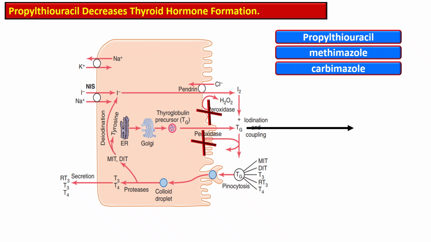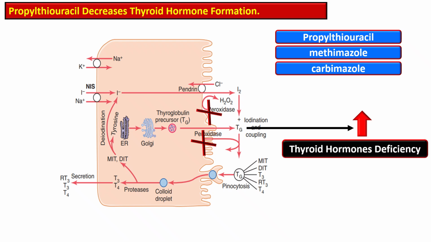So the coupling reaction is also inhibited, and this inhibition prevents combination of monoiodotyrosine with diiodotyrosine that forms T3, and coupling of DIT and DIT that forms thyroxine. Thyroxine is not formed, but the thyroglobulin synthesis occurs and it continues. So T3, T4 content is not there, but thyroglobulin is there.